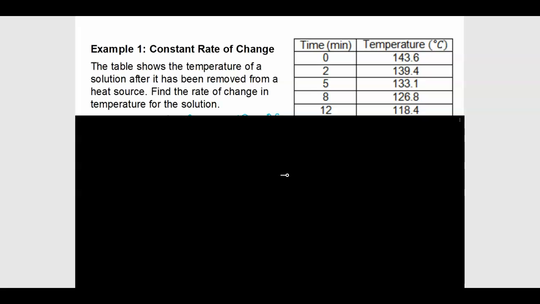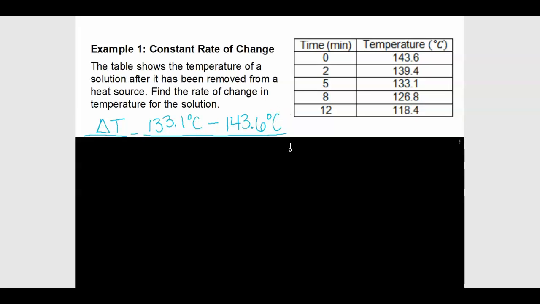So in this first example, we have that the table shows the change in temperature of a solution being removed from heat. So if you think about something being heated, it's going to start hot and cool down after being removed from that heat. So you'll notice that the temperature is decreasing as time is increasing. Find the rate of change in the temperature for the solution. So if temperature is decreasing, that's my Y values, and time is increasing, I would assume the rate of change to be negative.